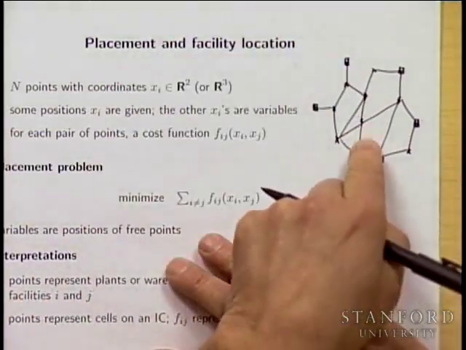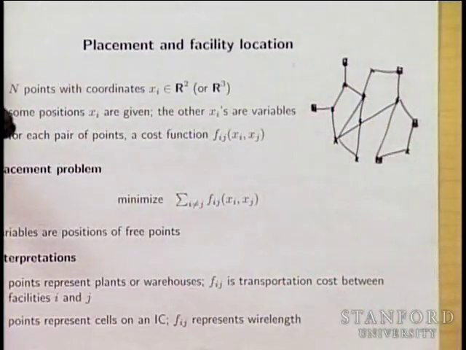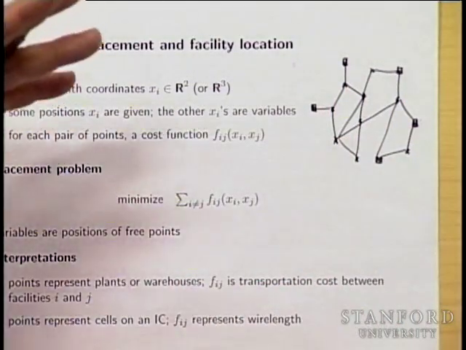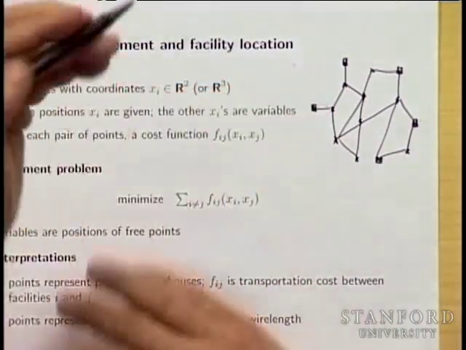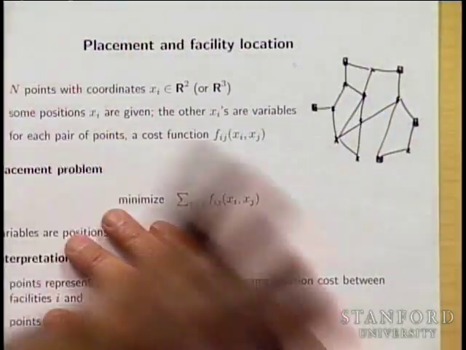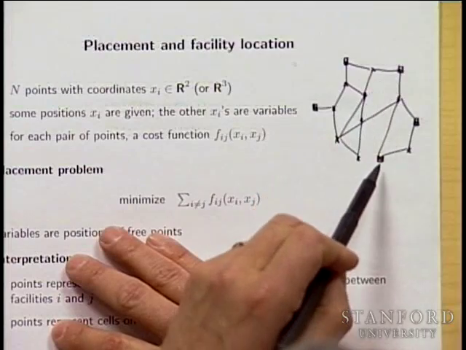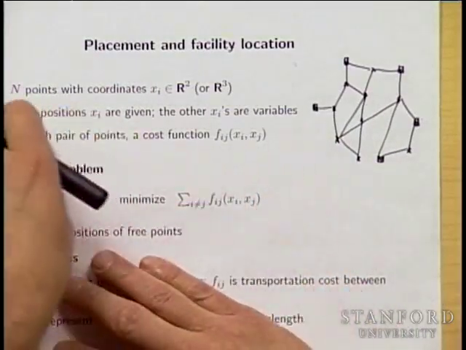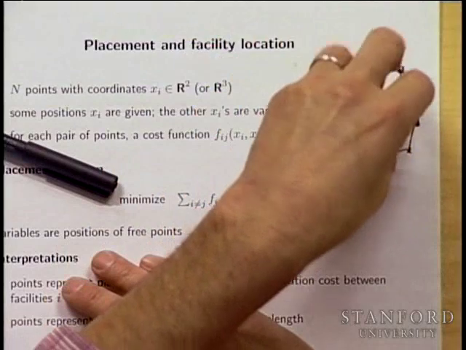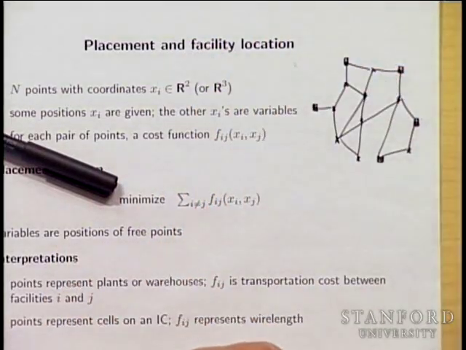In fact, each of these might have a weight on the edge, which would be the number of wires that connect one cell to another. Okay? And the absence of an edge means there's no wires connecting it. So for example, there's no wires directly connecting this cell and this one. And now your goal is to position these to minimize, for example, the total wire length. That's a very common problem.